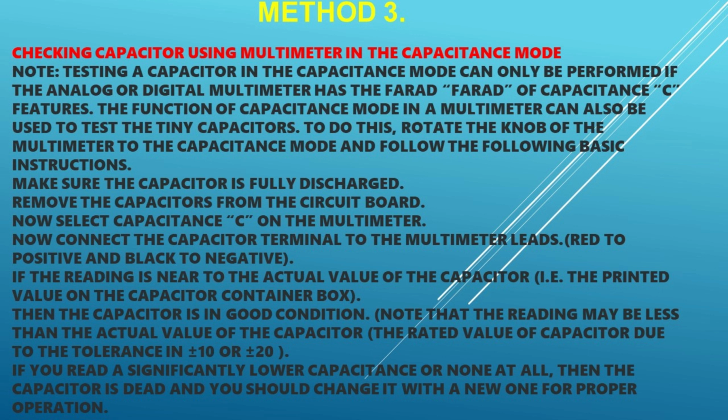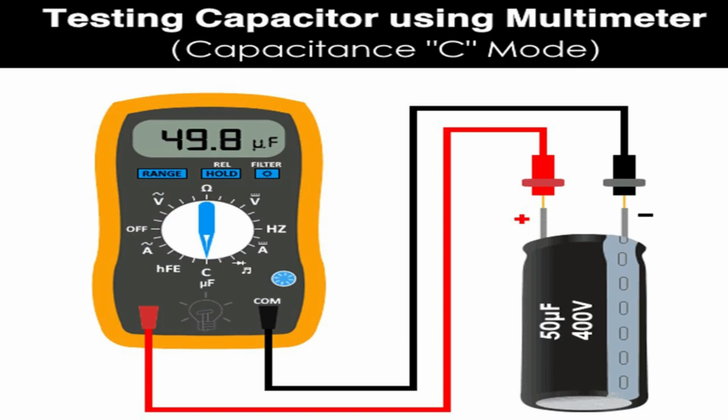Method 1. Test a capacitor using digital multimeter, resistance mode. To test a capacitor by DMM, digital multimeter, in the resistance, ohm mode, follow the steps given below. Make sure the capacitor is fully discharged. Set the meter on the ohmic range, at least on 1000 ohm equals 1 kilo ohm. Connect the multimeter probes to the capacitor terminals, negative to negative and positive to positive.